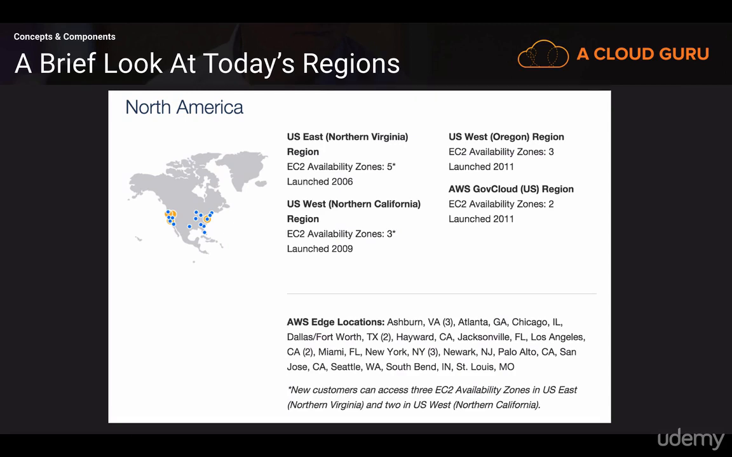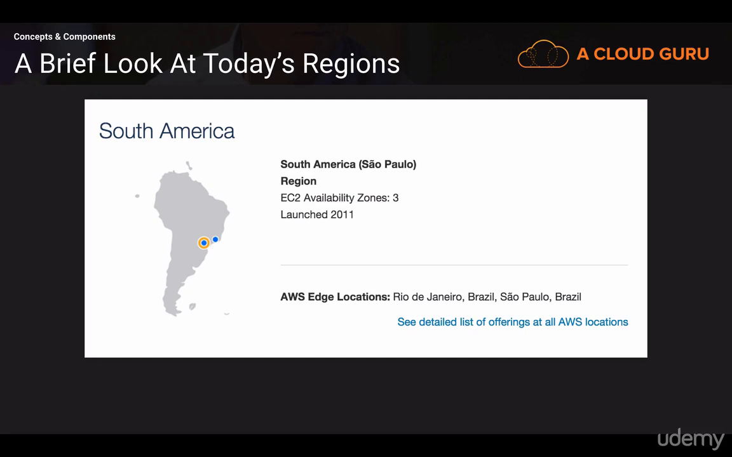Louis, etc. So there are a number of different edge locations spread throughout North America. Then in South America today, we currently only have one region. This consists of 3 availability zones, and then we've got 2 edge locations. One's in Rio de Janeiro and the other one's in Sao Paulo.